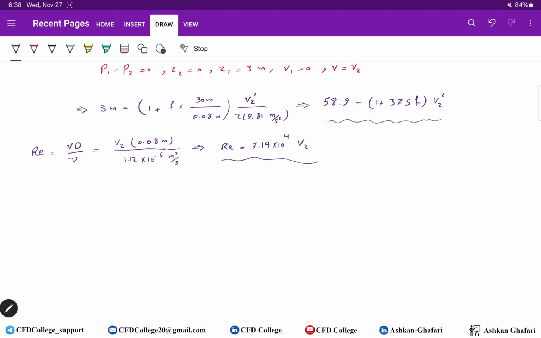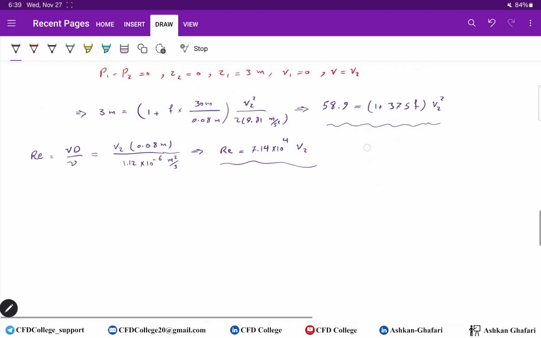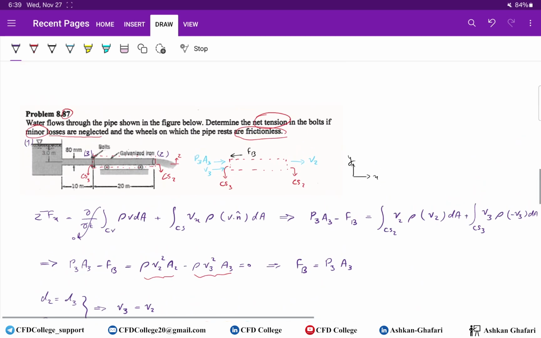As you can see, we have two equations. Since we don't have the Reynolds number, we can't find F. Since we don't have F, we can't find velocity. So we have to do trial and error. First, this is galvanized iron.